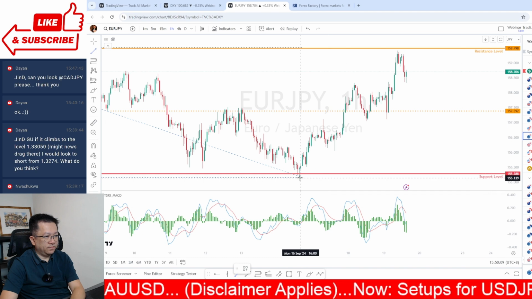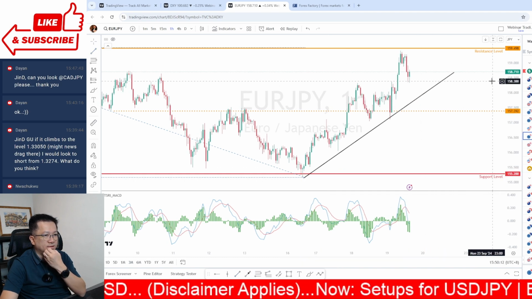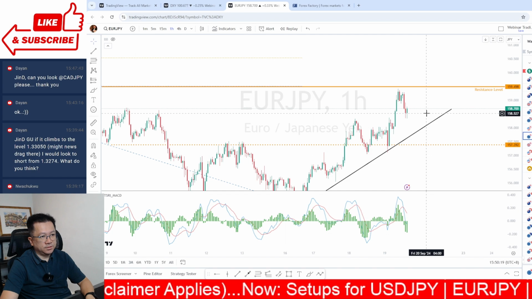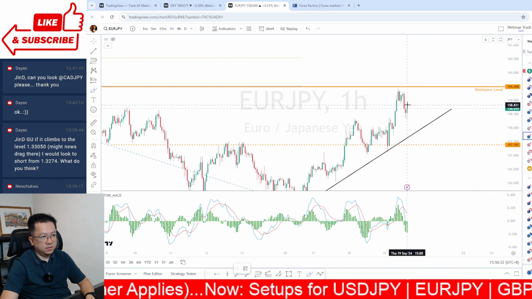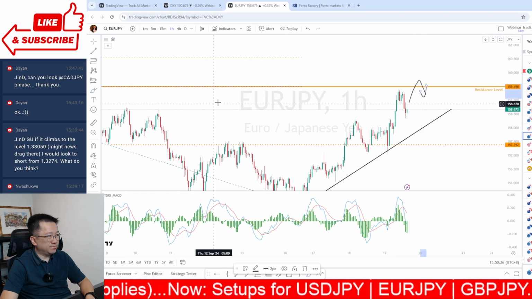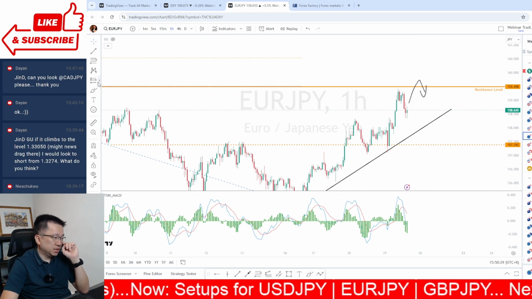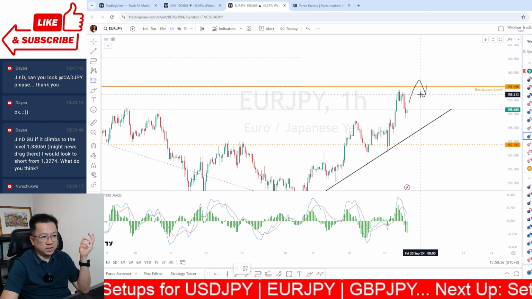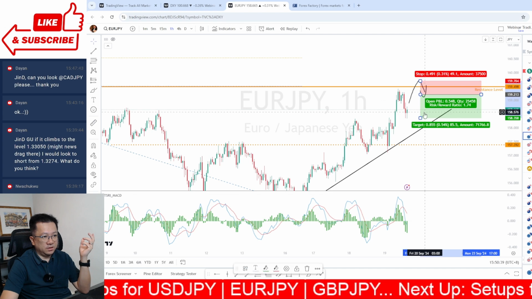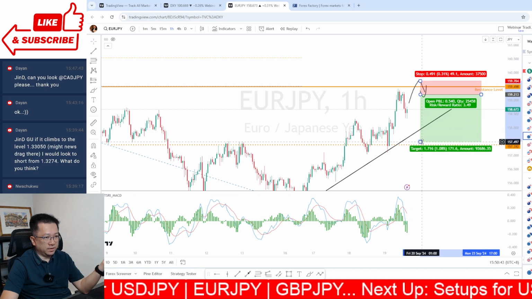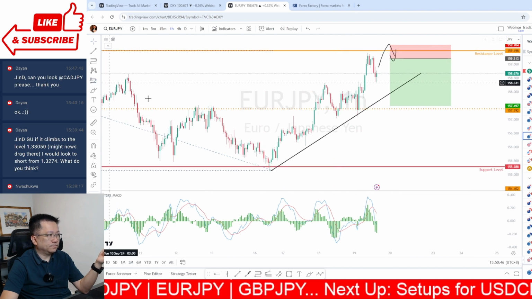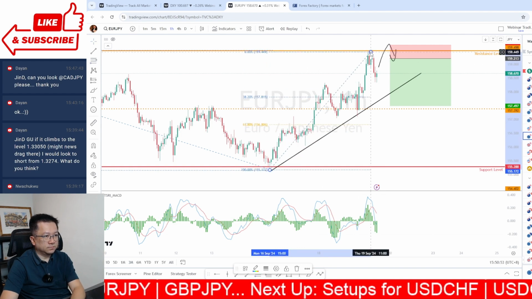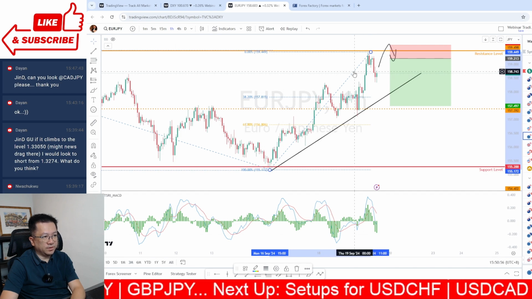But what I'm looking out for here is a test and reject. So euro yen, test and reject of that resistance. This is a bit higher risk, but what I could be looking for here would be 159.20, stop loss 50, take profit back down to that point. That's about a 50% level.